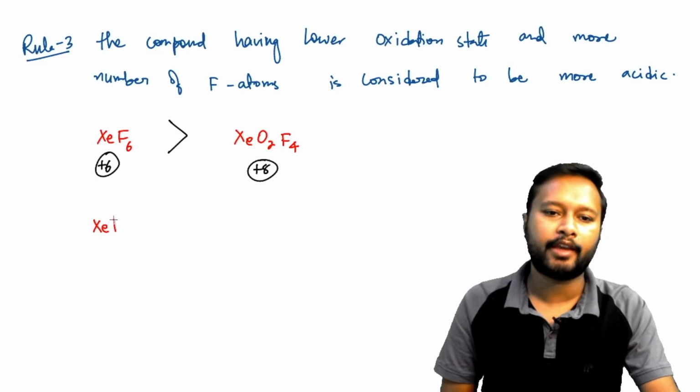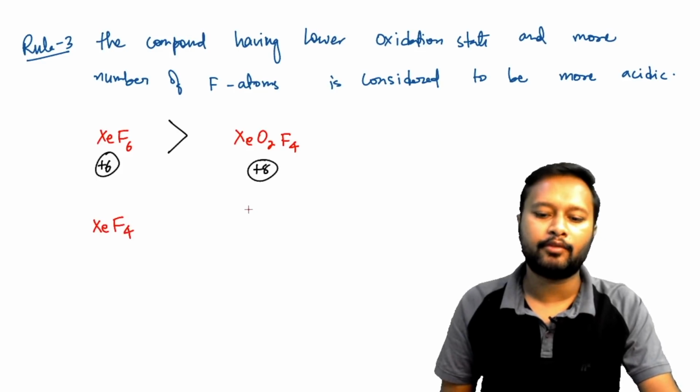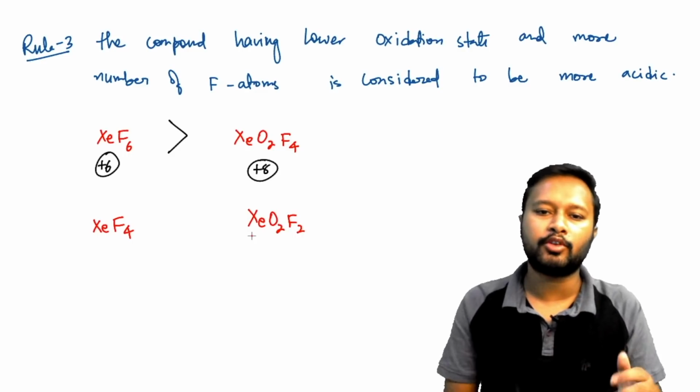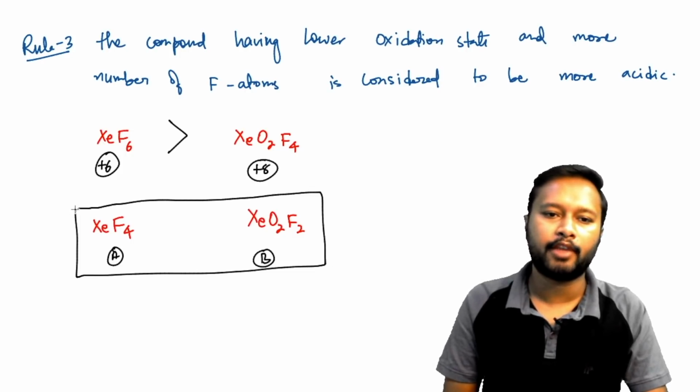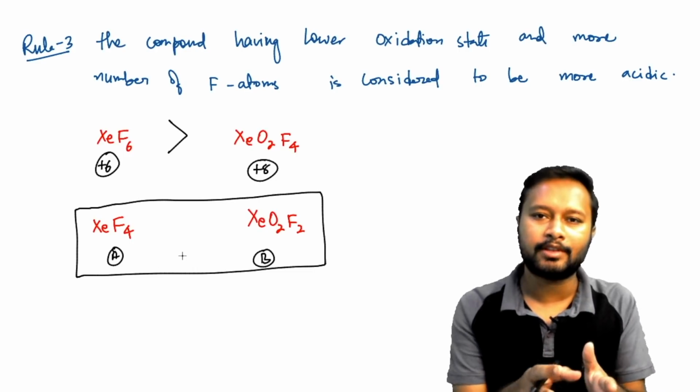Similarly, I can have XeF4, and if I have to compare it with XeO2F2, in that case who is going to be more acidic? Just try to do it. This is A and this is B, and this is homework for you all. You guys have to tell me which among A and B is more acidic.